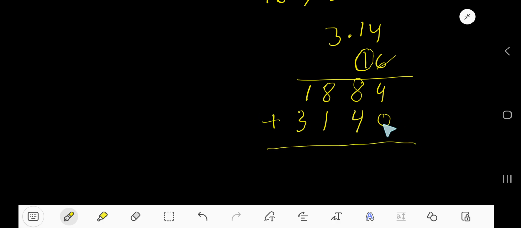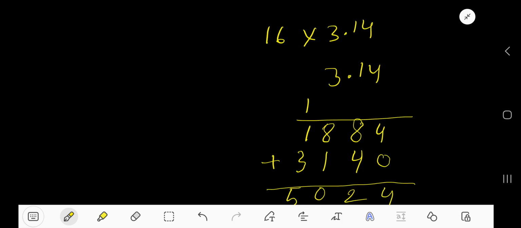Now just add. 4 plus 0, 4. 8 plus 4, which is 12, right? 12 means write 2, carry 1 to the next column. Okay, so 8 plus 1, 9 plus 1, 10. 10 means write 0, carry 1 to the next column. 3 plus 1, 4 plus 1, 5. So 5, 0, 2, 4.